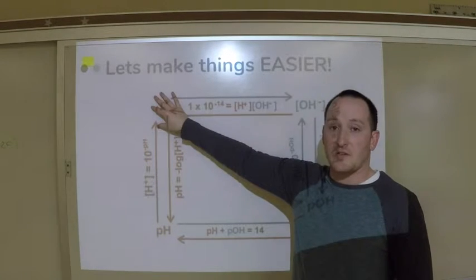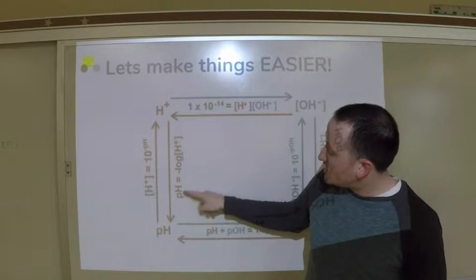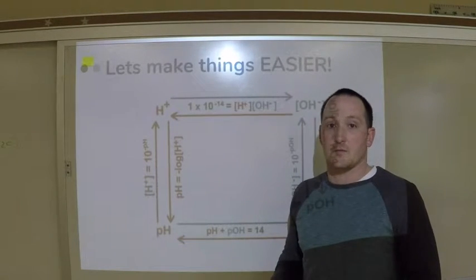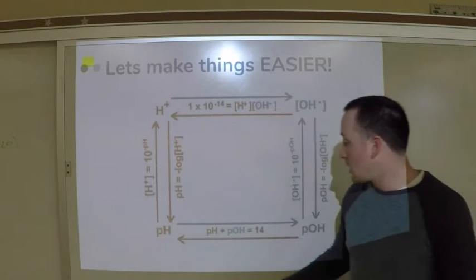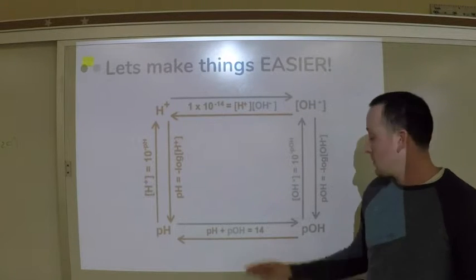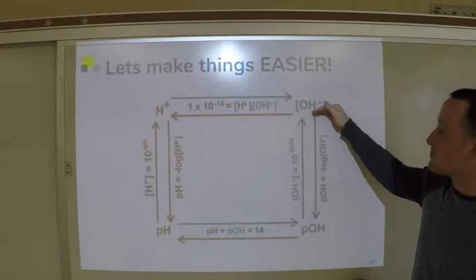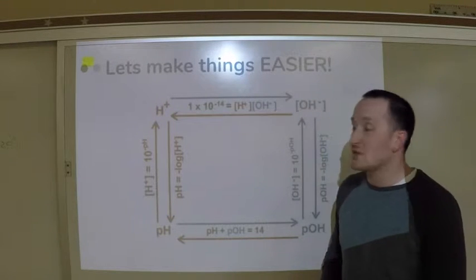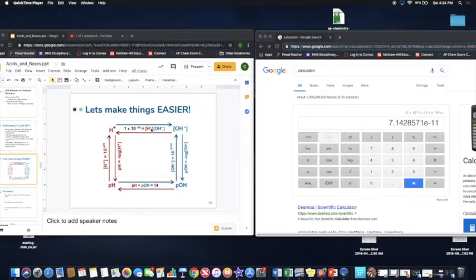I'm going to take my H plus concentration and follow the arrow, and it says to find my pH, I'm going to take the negative log of my H plus. Then that'll give me my pH. Once I know my pH, I'm going to plug it into this equation and solve for my pOH. Then I'll know my pOH, and then I can convert to OH minus. Okay? So I'm going to show you how to do this on my calculator right now.